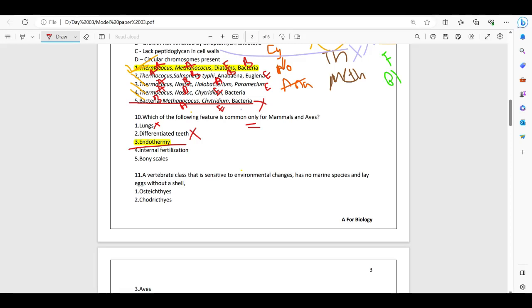This is a very common question. I repeated this because it was never asked in the new syllabus as far as I remember. So internal fertilization is interesting, but it's not common only for mammals and aves. Other organisms also have this in them. So the next one, bony scales. So that's related to fish types basically. If you take mammals like a cow and a bird, they don't have bony scales in their body, so that's not relevant. 11th question.